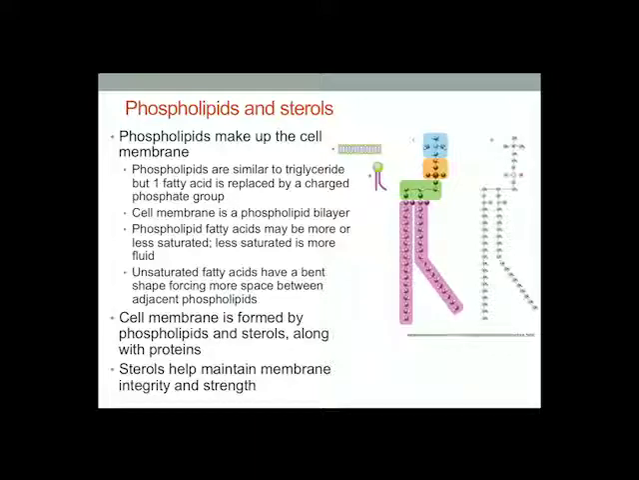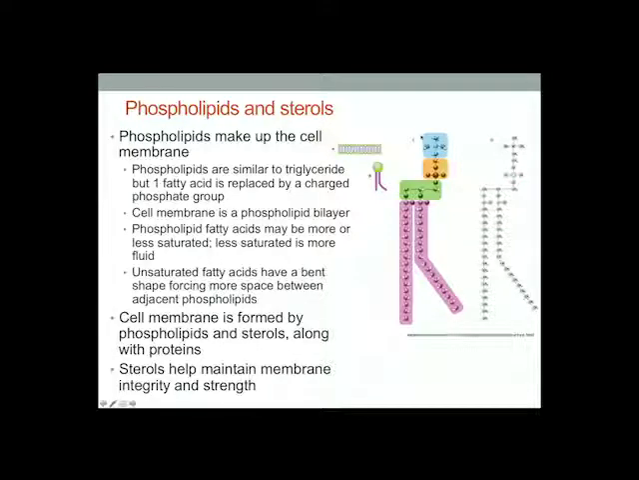And so when we look at phospholipids, they're kind of similar to a triglyceride that was shown on the previous page, but in this case we still have the glycerol component, but this time we have two fatty acids, and instead of the third fatty acid we have a charged phosphate group. That's why it's called a phospholipid. And when I say charged, it's because it has some negative charges on it. So it's got an unequal number. It has more electrons than it has protons.